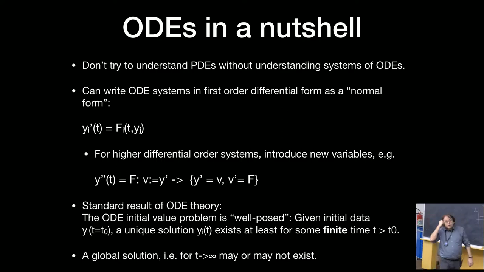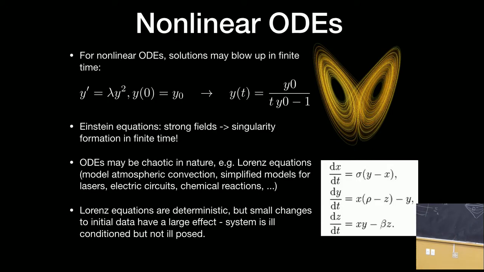A standard result of ordinary differential equations theory, which I think you all somehow know intuitively, it's kind of obvious, is that the ODE initial value problem is well posed. Okay? If you give initial data, you give this vector y at t equals t0, then there's a unique solution for later times, at least for some finite time. Okay? Maybe not for an infinite time, but at least for some finite time you can solve this. Global solution may or may not exist.